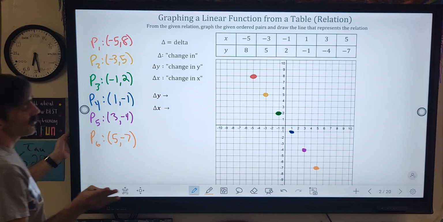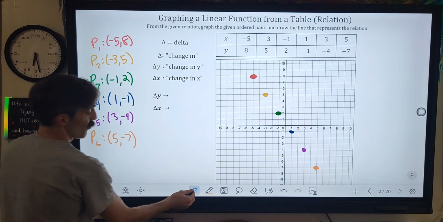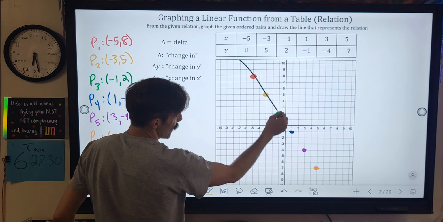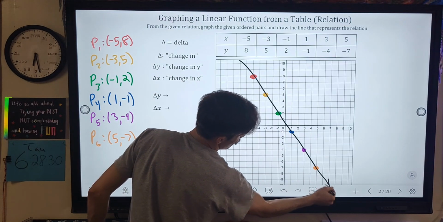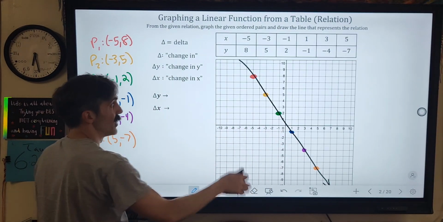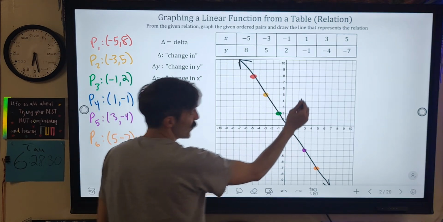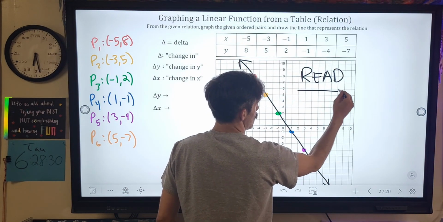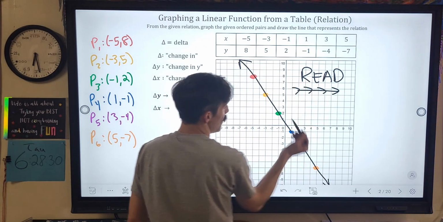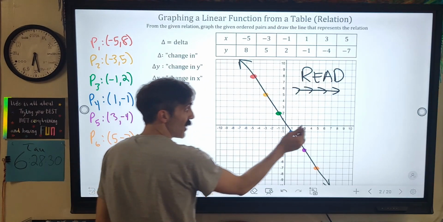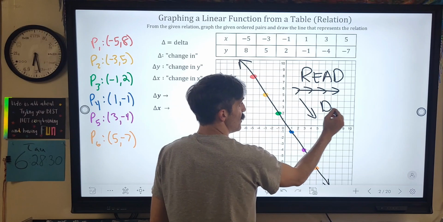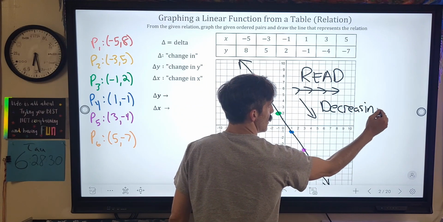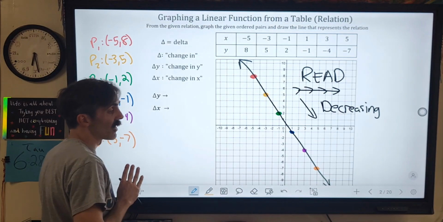Right, so now what we want to notice is how do these points change as we read the graph from left to right. So again, we read the graph from left to right, so we're going like this. And if we do that, we want to notice that the graph's going down. It does go in both directions, but since we read the graph this way, if we look at it in that direction, that would show that it's going down. So this would be a decreasing line, a decreasing linear function.